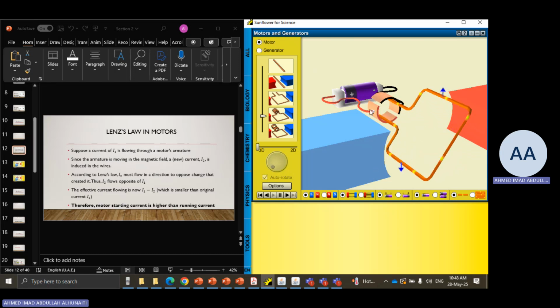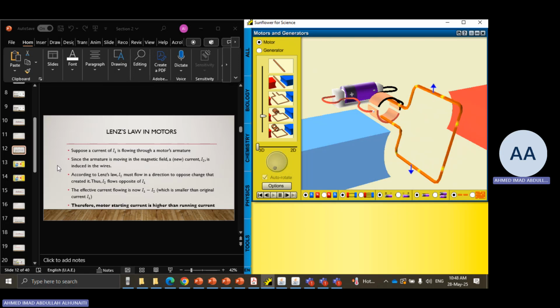Now, as this motor begins to move, we have motion of a wire through a magnetic field. We will have a new induced EMF, which will oppose the motion which created it. So they'll be in the opposite direction. So I1 and I2 will be in the opposite direction, so the total current flowing through the wire will be less as the motor is moving. So this is how Lenz's law affects a motor.